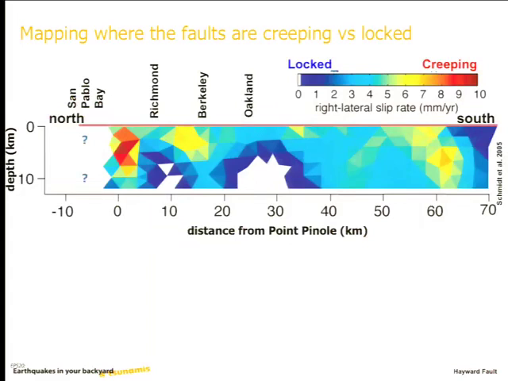Okay, so this is now looking sideways on at the Hayward fault. So this is the surface, and this is depth, 10 kilometers depth. And the color scale here shows the degree that it's locked or creeping. So how quickly is a particular patch on the fault moving? Okay, so we have no data up here to the north because of San Pablo Bay. It's beneath the bay, so we can't get any data, so we don't know what's going on.